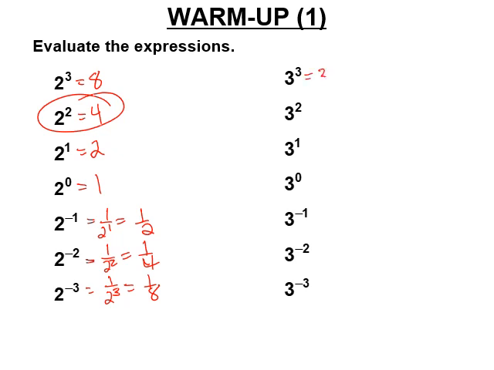3 cubed, 3 times 3 times 3, is 27. 3 squared is 9. 3 to the first is 3. Everything to the 0 power is 1. Negative exponents make the reciprocals.